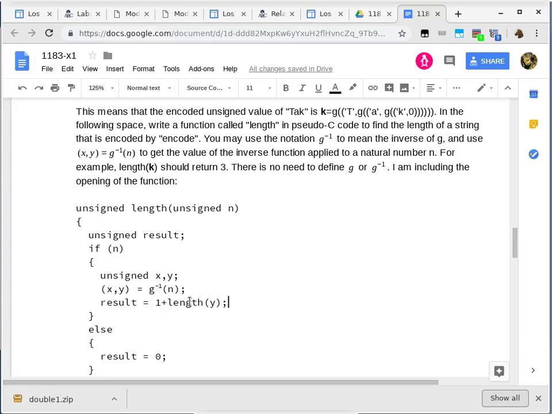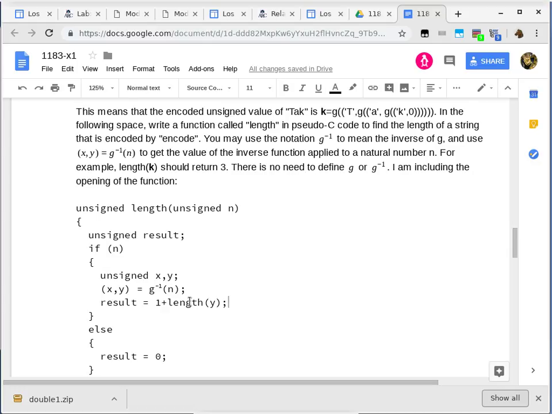So if you pass this K to length, then the first invocation will have x be the ASCII code of uppercase T, because it is inverting the first g, which means we're getting back the ASCII code of T and the encoded version of AK and then the null character. When you perform the recursion and call length again, this y is really the encoded version of AK and the null character, which is the value of this application of g.